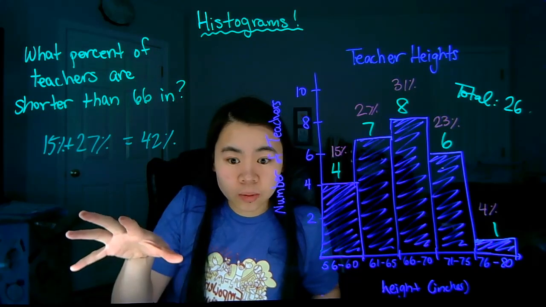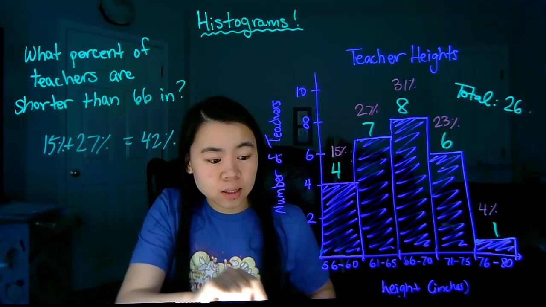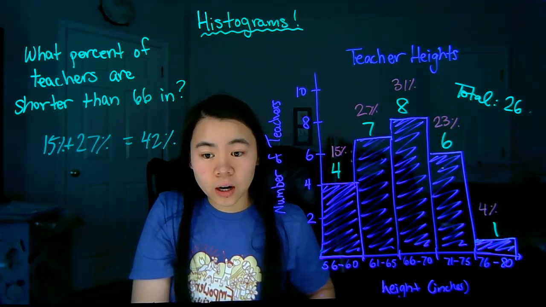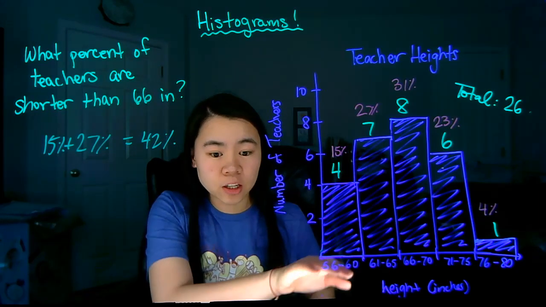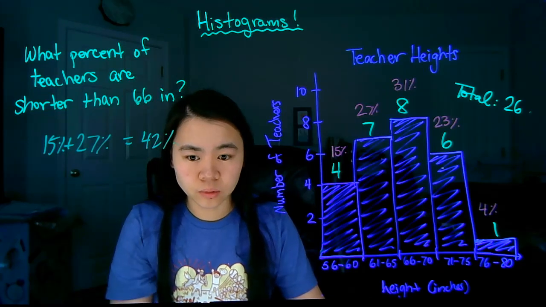Okay, but again, your explanation, why? Which bins are shorter than 66? These two. To figure out the total percentage of teachers who are shorter than that, you need to add the percentages of those two bars. Okay? All right. Let's do another one.